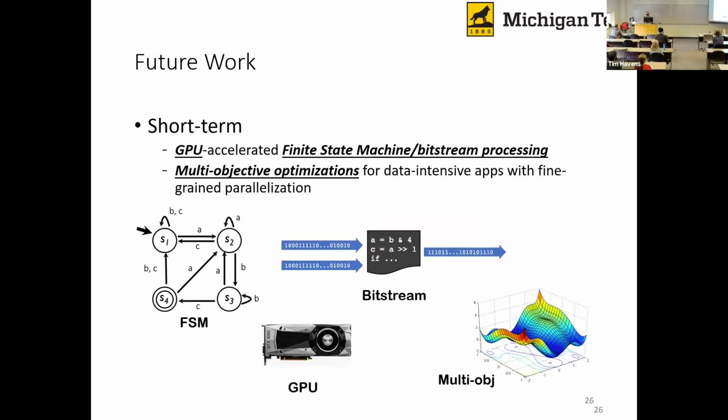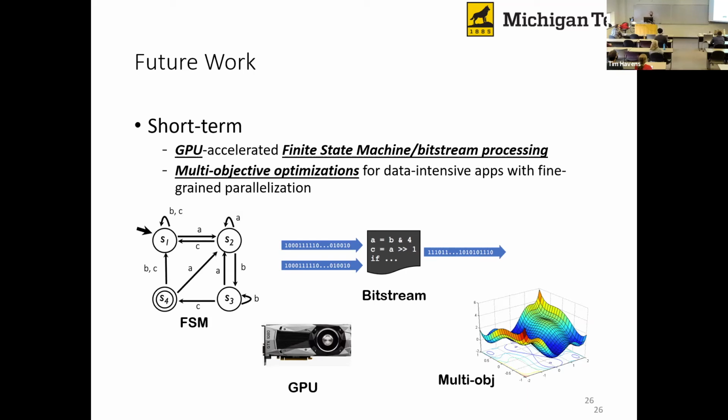So in the short term, I will still focus on parallelizing the data-intensive computations, in particular, the finite state machine computations and the big stream processing. And I think the key idea is about how to utilize the massive parallelisms on GPUs to parallelize those inherently sequential computations.